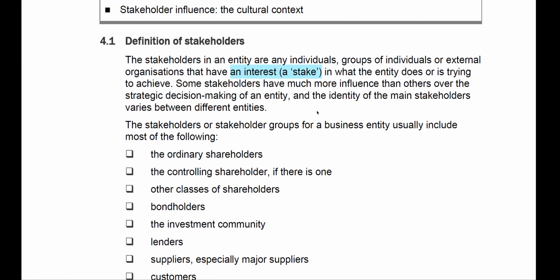Some stakeholders have much more influence than others over the strategic decision-making of an entity. And the identity of the main stakeholders varies between different entities. So every entity, are you getting it, has a way of identifying stakeholders or dealing with stakeholders. And that is what we are going to look at. And every stakeholder too has what it wants from you.